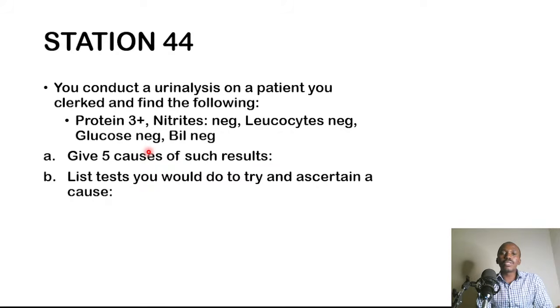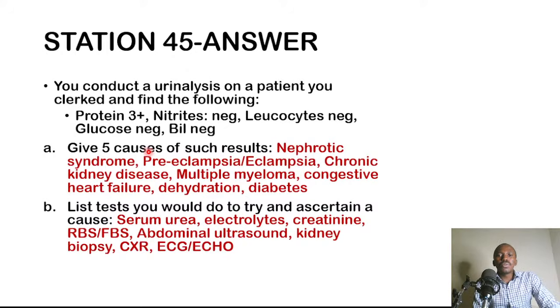Give 5 such causes of such results. So these are causes of proteinuria. List the test you would do to ascertain a cause. So most likely nephrotic syndrome can cause proteinuria. That's the most common cause.